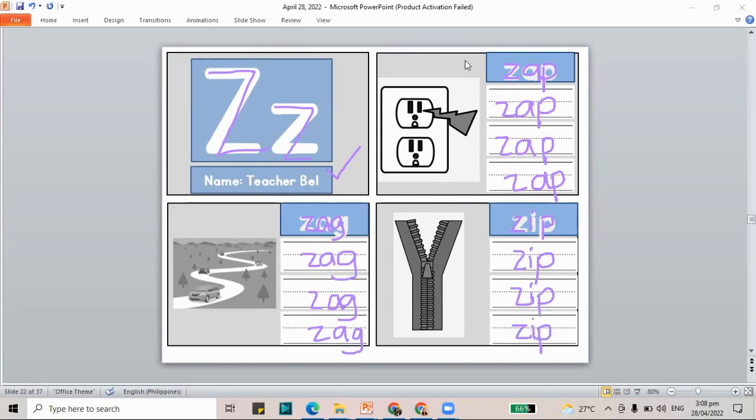So let's color our pictures. We have zap, zag, and also zip. If you're not yet done with the work, pause this video, play it again once you're done. But I'll be jumping to the next one.